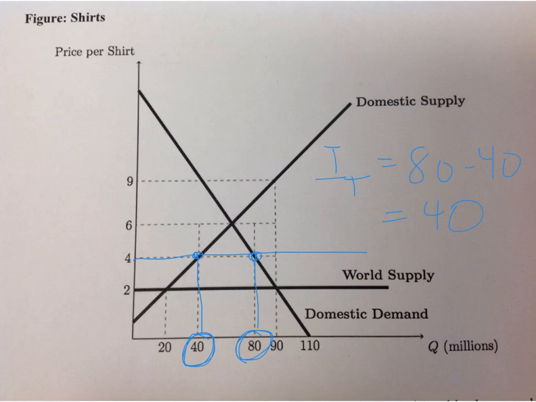So now let's talk about who benefits and who loses. And the easiest way to look at this, I think, is to label our different areas here. So we have area A, which is this trapezoid right here, area B, that triangle, area C there, and area D. Okay, so now we have these areas labeled A, B, C, D.